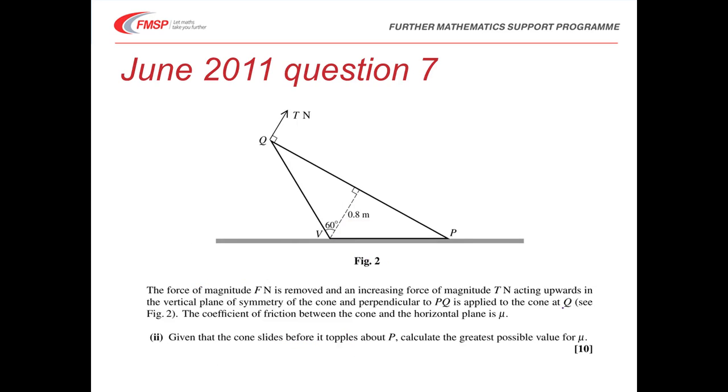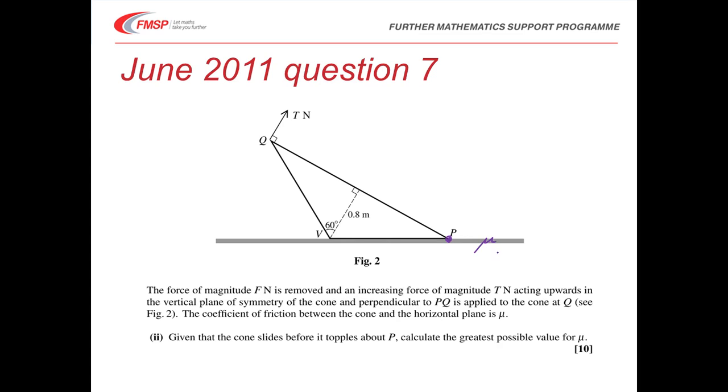Now then, the situation's going to change. We're told that if the force at Q acts at right angles to the base of the cone and increases to a point where something's going to give, the cone is going to slide before it topples. Obviously if you're lifting the point Q up, if it's going to topple about P, I'm going to need to take moments about P to find out something about the tension force. But if it's going to slide first, then I need to find out something about mu.